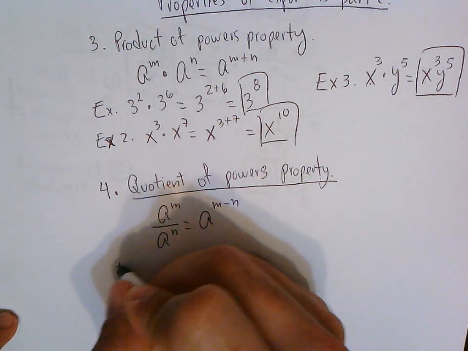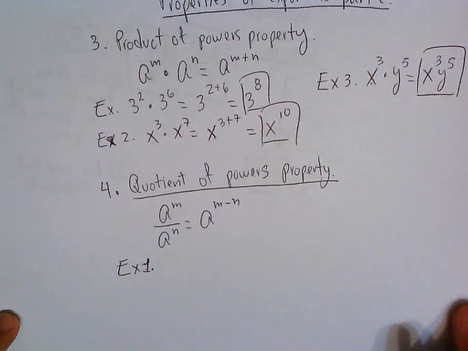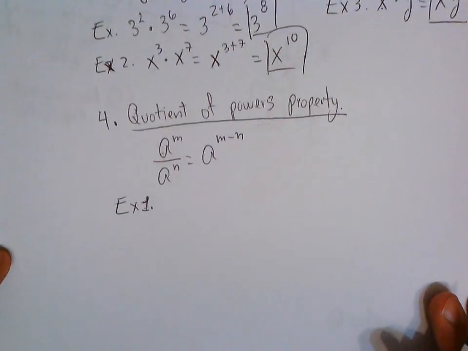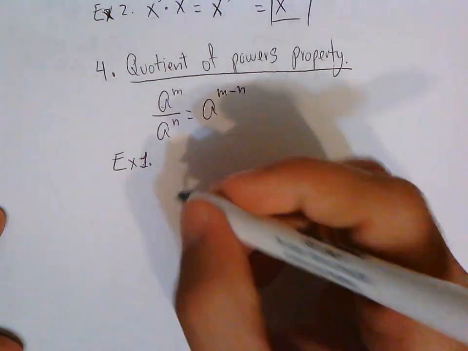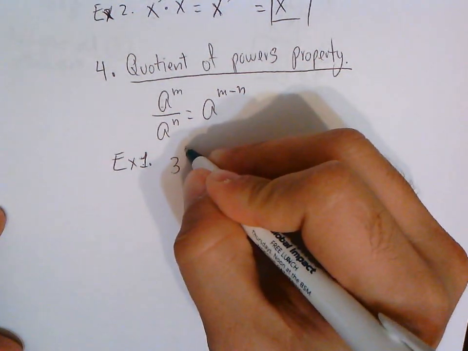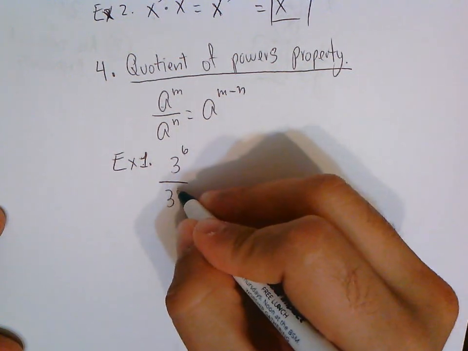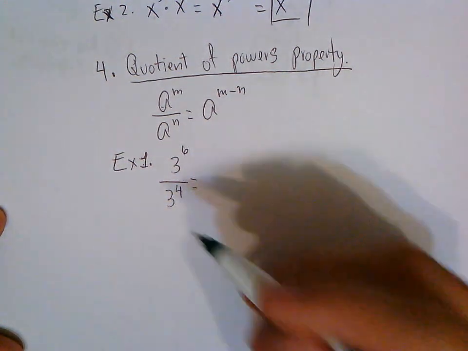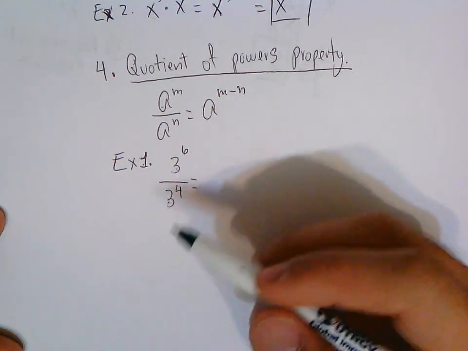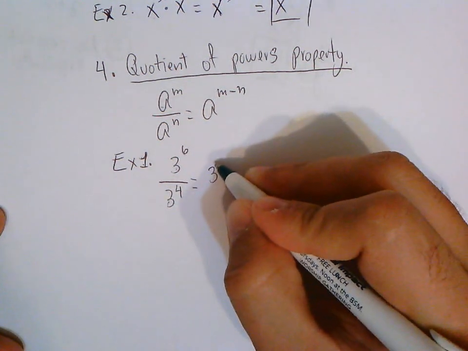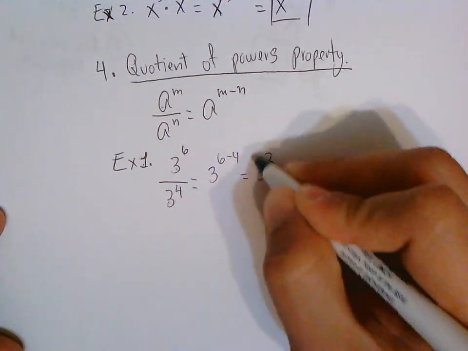So here are two examples. Example number 1. Say that I have 3 raised to the power of 6 over 3 raised to the power of 4. Well, because I have the same base, I can subtract the powers. So this will lead me to 3 to the power of 6 minus 4, which is just 3 to the second power.